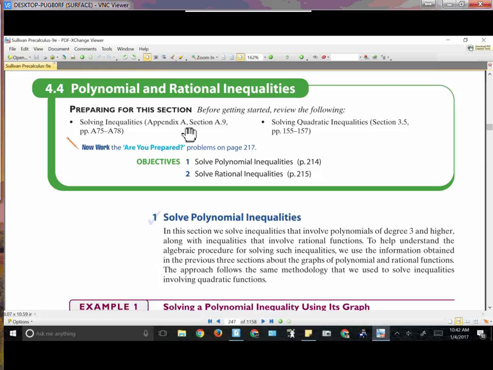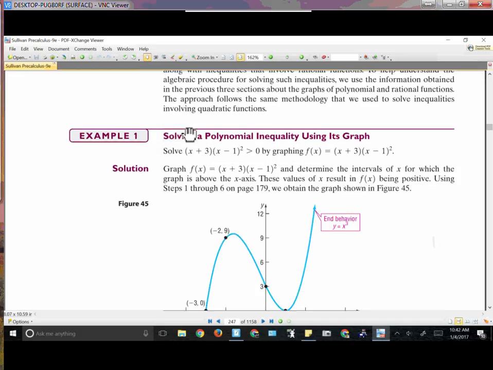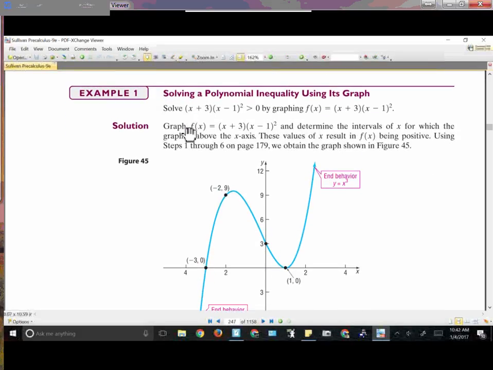We're going to take a look at polynomial rational equations and how they operate. Now, question. If I am talking about solving this particular inequality, what am I actually trying to say? What does it mean when we say solve?